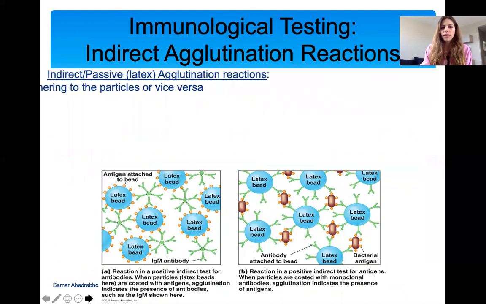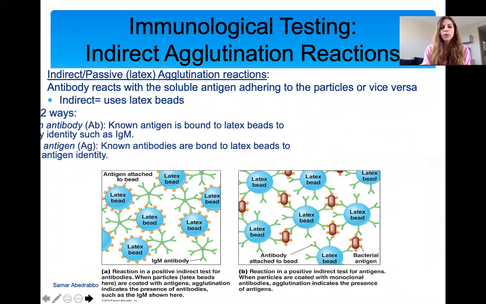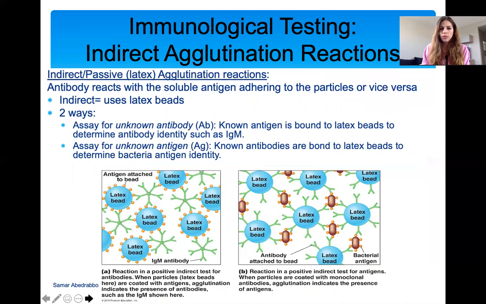Indirect agglutination reactions are also called passive reactions. It's very similar, but there is a middleman if you're actually doing it in lab. With an indirect agglutination reaction, you're using latex beads in the middle of this antibody-antigen reaction. With the indirect, passive, or latex agglutination reactions, you can assay for an unknown antibody. So if someone has an unknown antibody in their blood, for example, you can use this test to determine the known antigen.